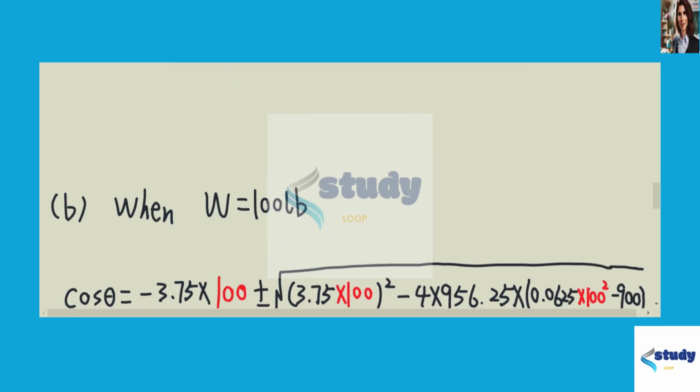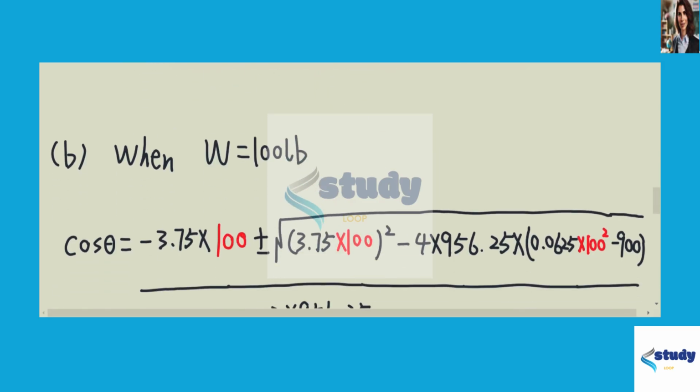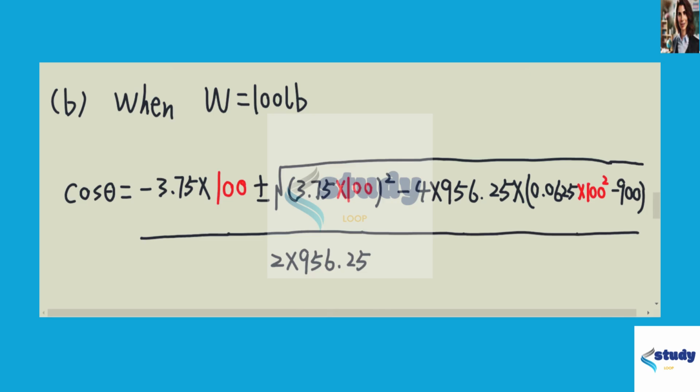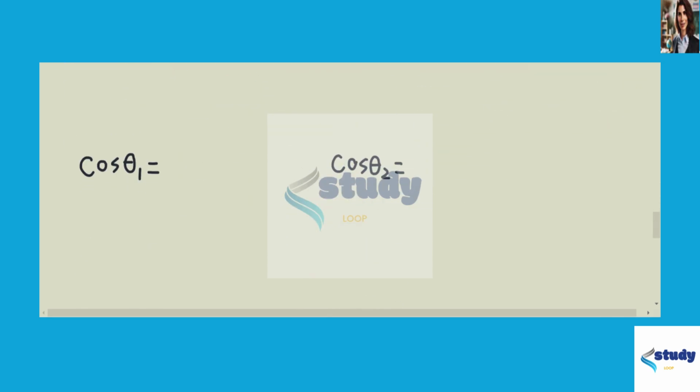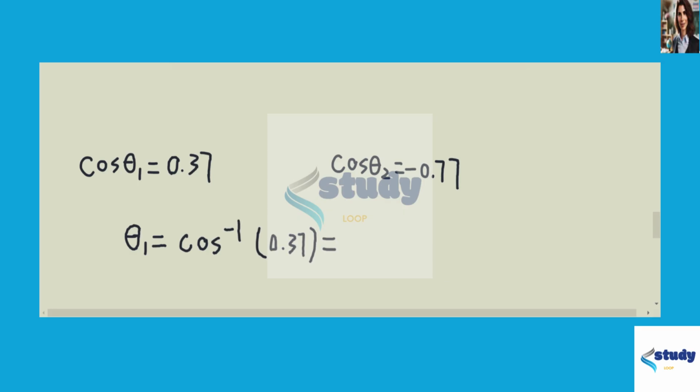Therefore, for the next question, when the weight of the block becomes 100 pounds, we eventually have cosine theta 1 equal to 0.37, and cosine theta 2 equal to negative 0.77. So the first angle theta 1 is equal to the inverse cosine of 0.37, and this will give us an angle of 68.3 degrees.